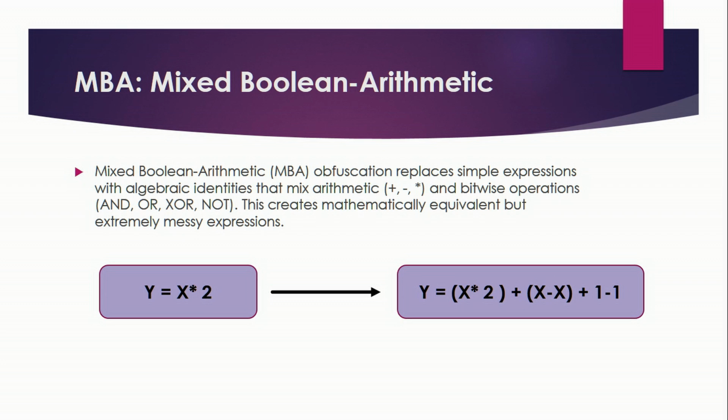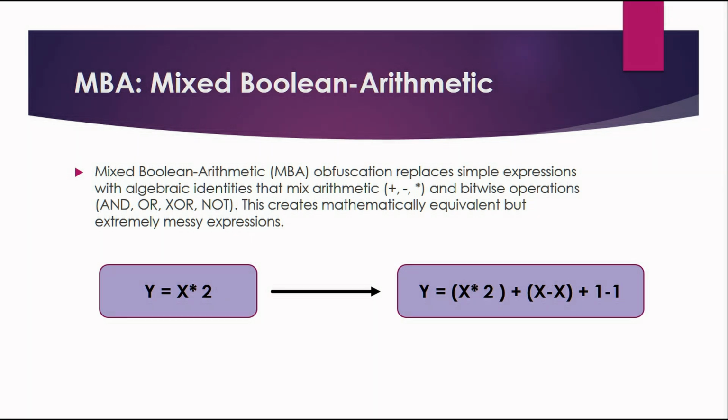Next up we have MBA, which stands for Mixed Boolean Arithmetic. Sounds fancy, right? Basically, MBA obfuscation takes simple expressions and replaces them with algebraic identities that mix arithmetic and bitwise operations, like addition, subtraction, and, or, and XOR. You name it. The result is mathematically identical but an absolute mess to read.